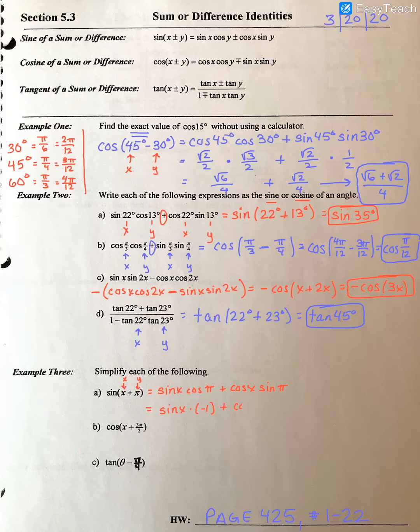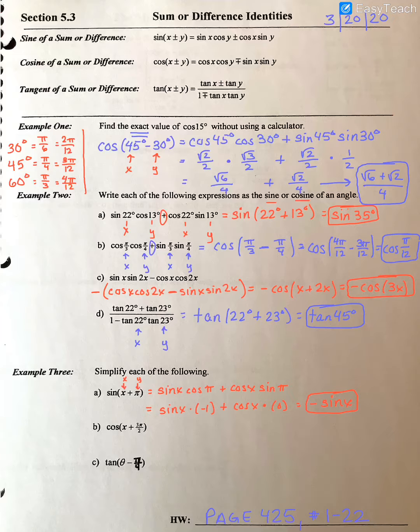Plus, cosine x stays cosine x times sine of pi. So again, that ordered pair to the left is negative 1, 0. The sine value is 0. And last cleanup. Cosine times 0 is 0 and gone. Sine x times negative 1 is going to be negative sine x. And so notice, by putting a number like pi in there, we are able to simplify it quite a bit. And you'll notice that as we talk about these, we are working with quadrantal angles here.